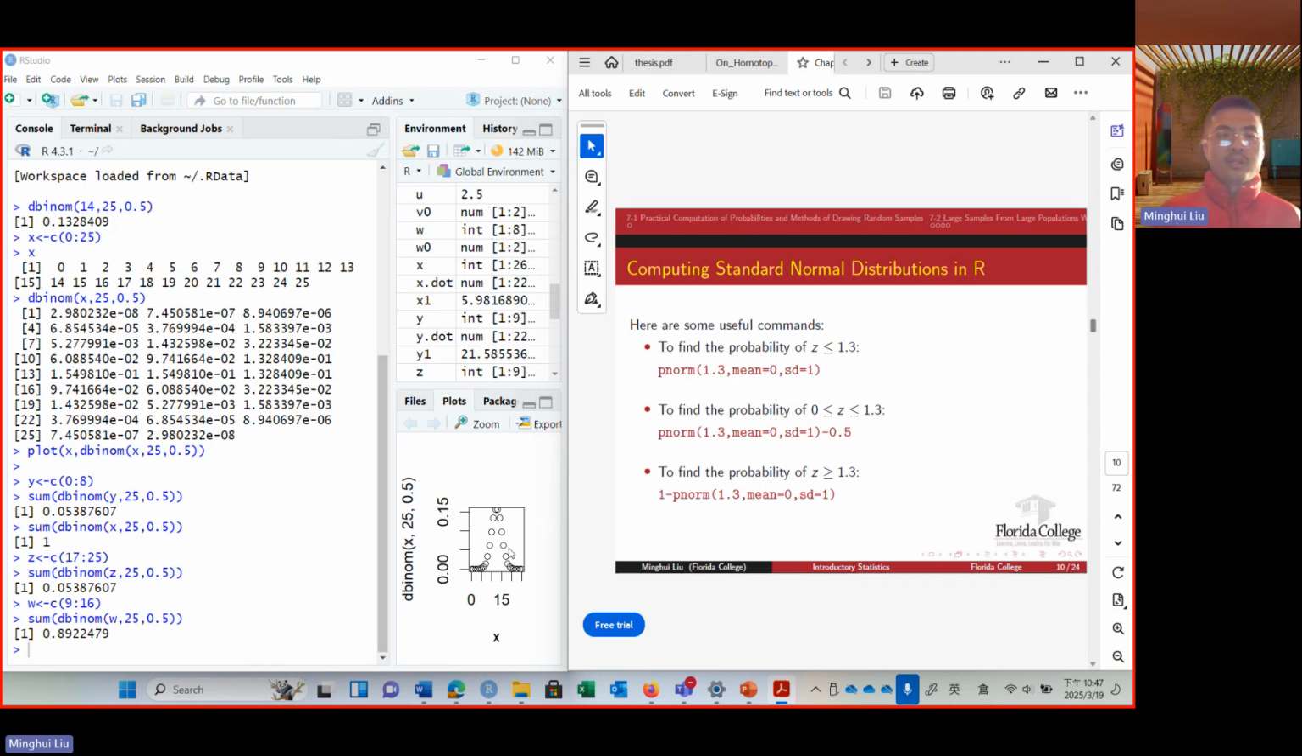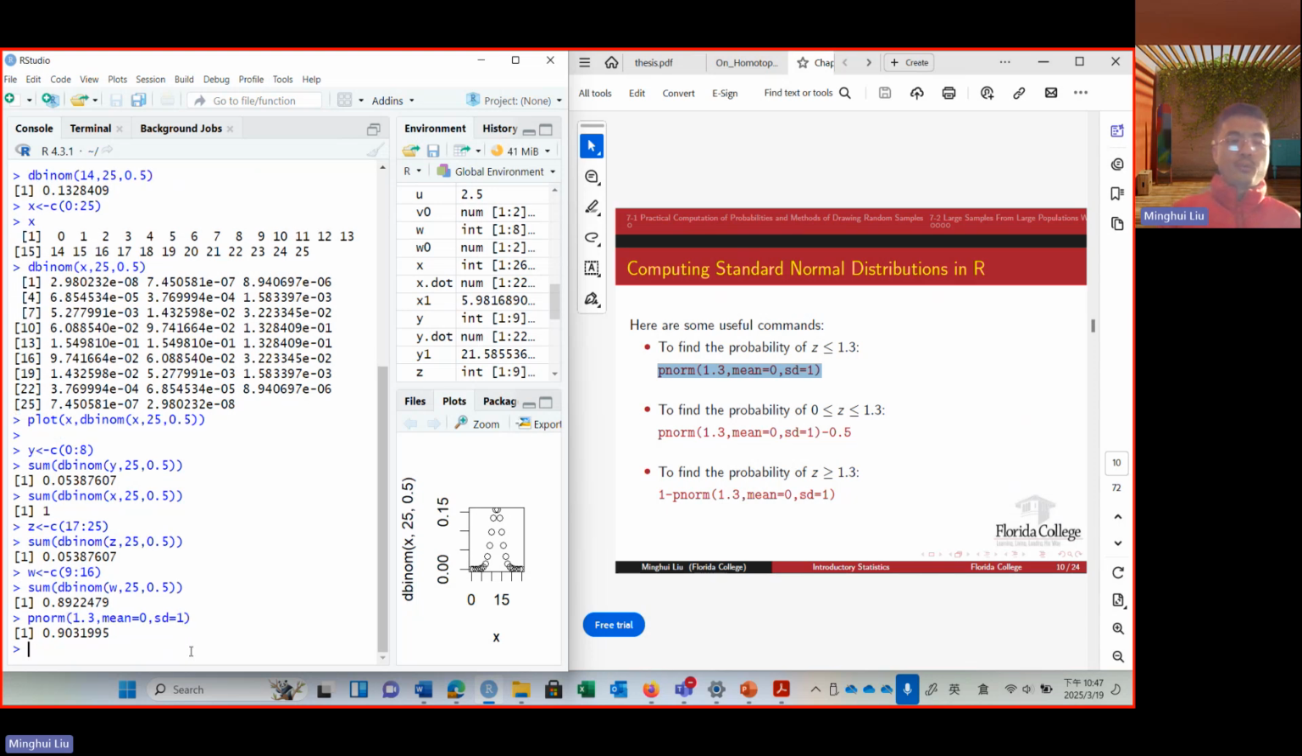And now here are some useful commands to find the probability for certain z values. For example, we can use this pnorm command. Here, the first value is the z value, and then you need to specify the mean is 0 and the standard deviation equals 1. This corresponds to the standard normal distribution. And then the value is about 0.90.